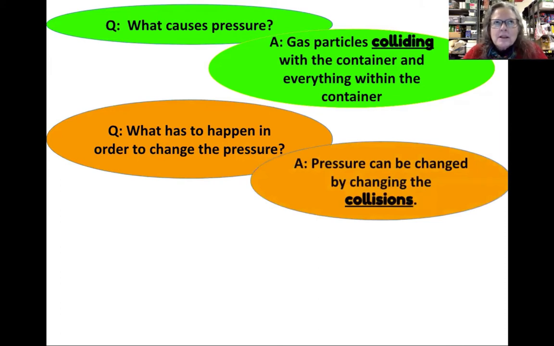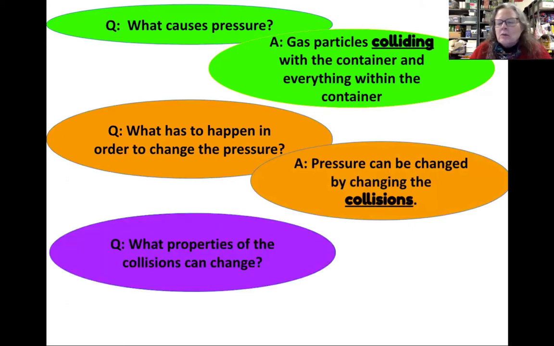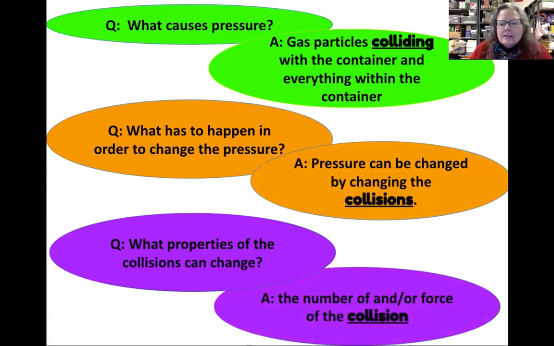So this is what we're talking about, to make sure that you're looking at things in terms of consequences. What causes this, and that causes what? And we'll go through that some more. So you have to change the number of collisions. Well, how do you do that? You can change the number of collisions, or you can change how forceful the collisions are. Either one of those will increase the pressure.